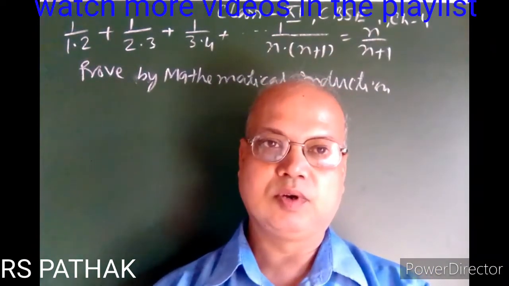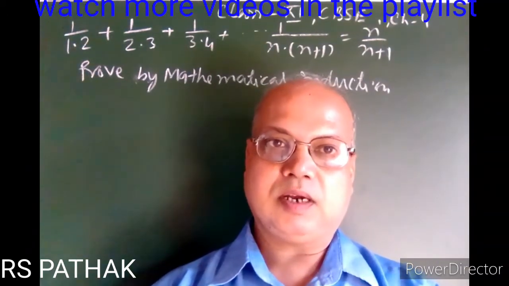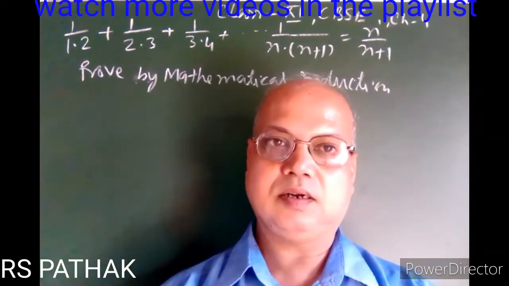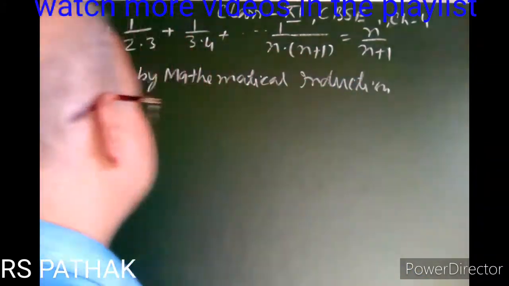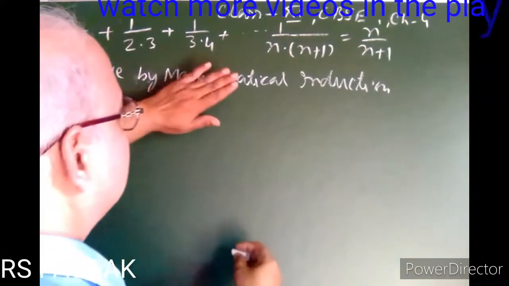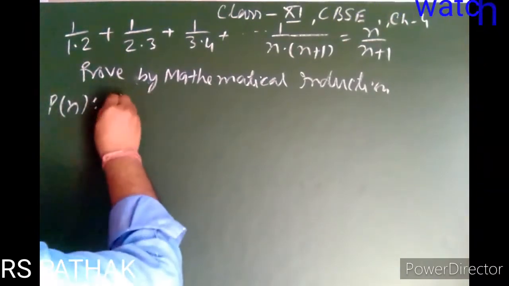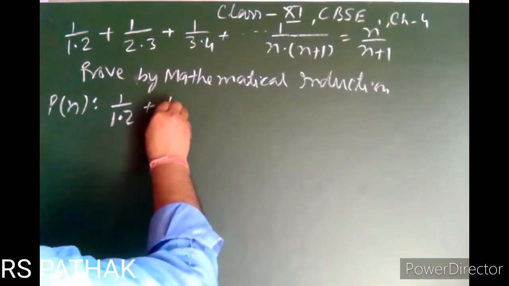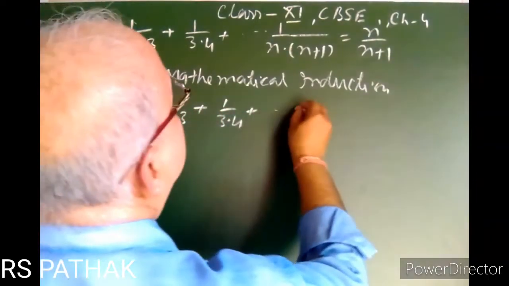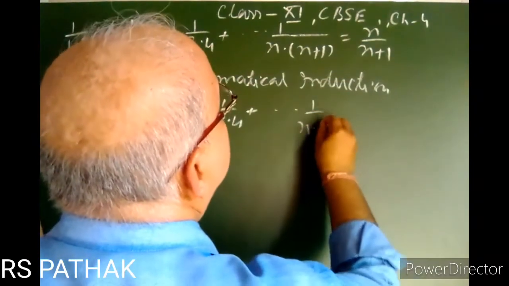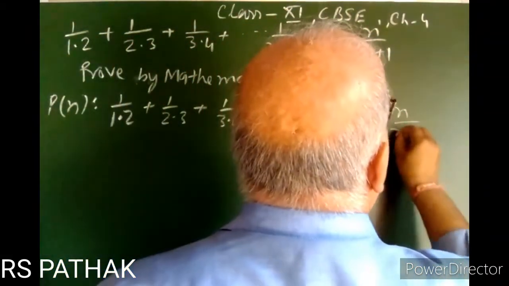First of all, we will prove for n equal to 1, then we will prove for n equal to k, and lastly n equal to k plus 1. First of all, we will prove for n equal to 1. We will write the statement like this: P(n): 1 upon 1 into 2, plus 1 upon 2 into 3, plus 1 upon 3 into 4, plus dash, plus 1 upon n into n plus 1, equal to n upon n plus 1.